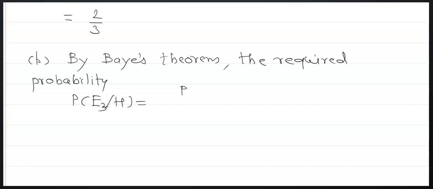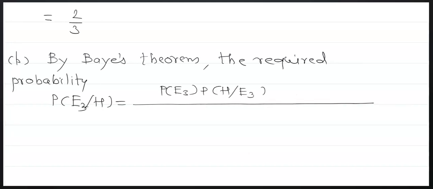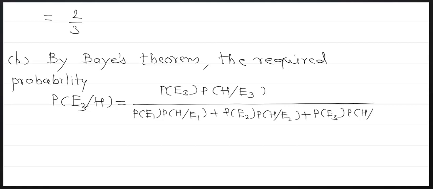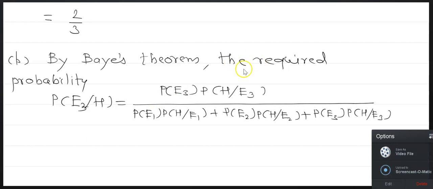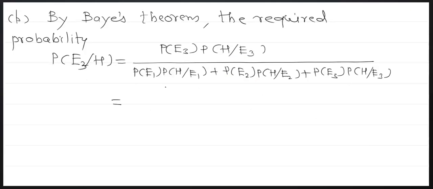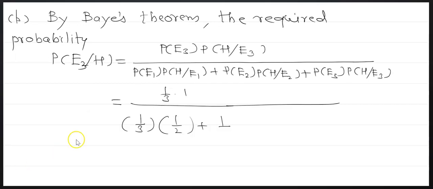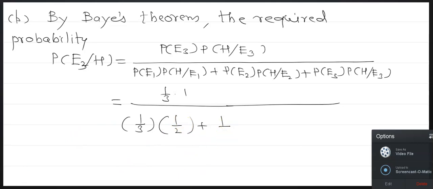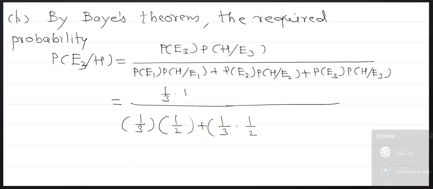Probability of E2 conditional H, probability of E3 conditional H, probability of E3 into probability of H conditional E3 upon probability of... see this formula. Now again simplify, substitute the values, that is 1 by 3 into 1 upon 2 plus 1 by 3 into 1 upon 2 plus 1 by 3 into 1.